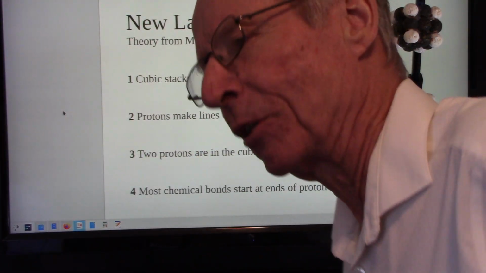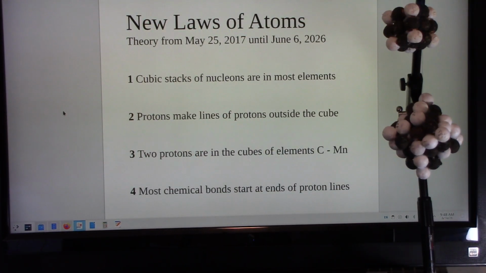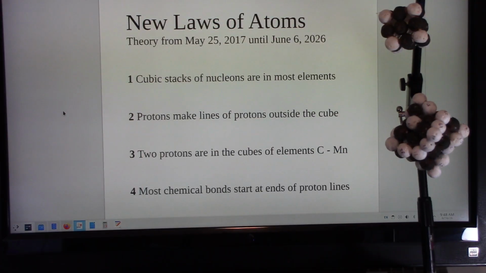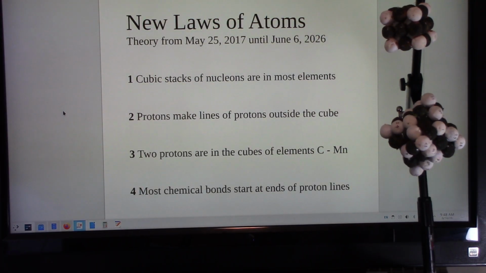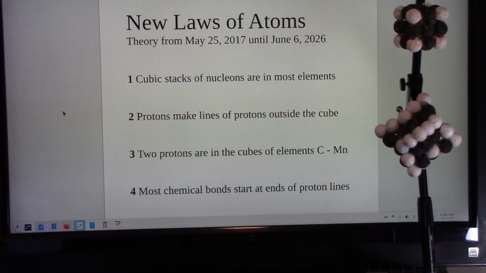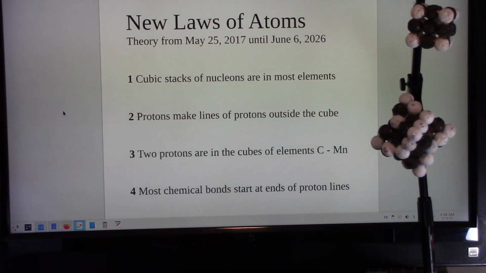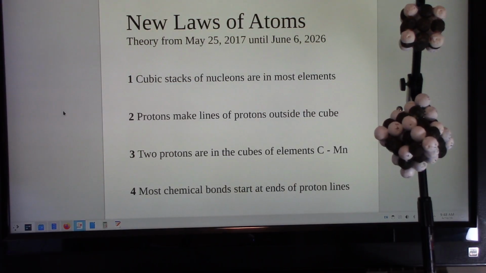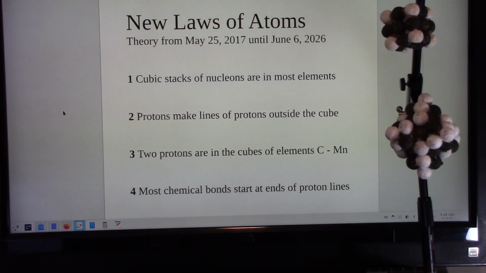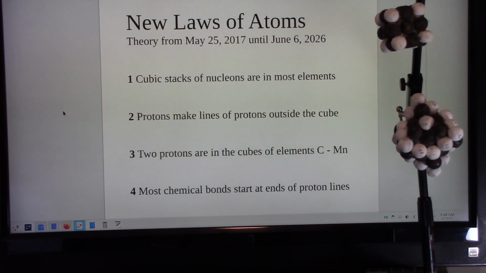My name is Alan Folmsby, and I will be telling you about 4 new laws of nature, and specifically they're about atoms. Now this is from a theory I started in May of 2017, and it's been improving up until last week. Now the first law: cubic stacks of nucleons are in most elements.